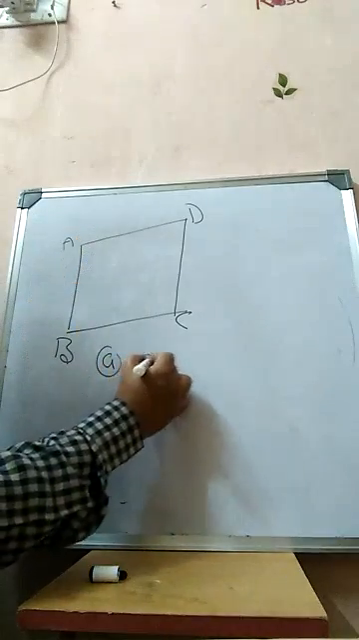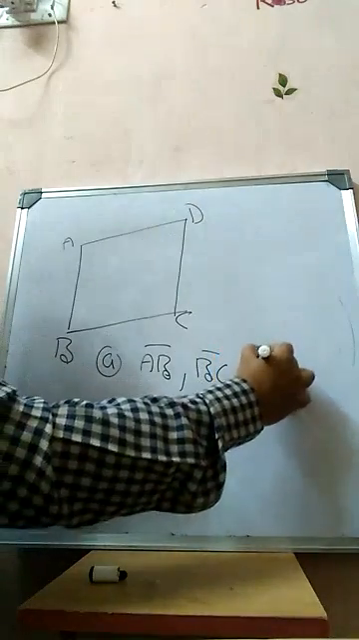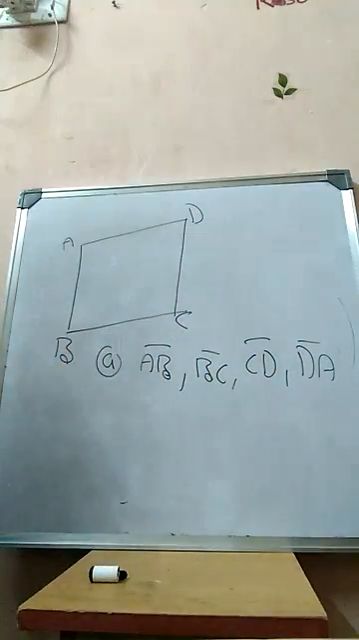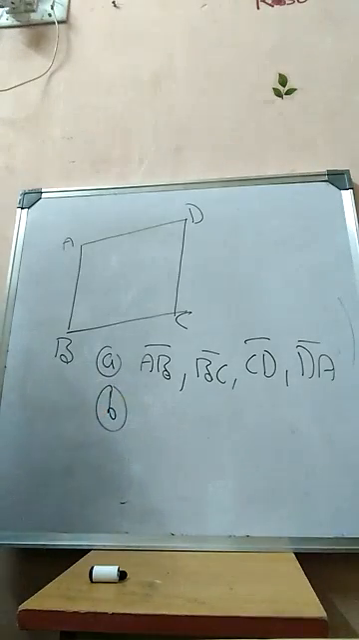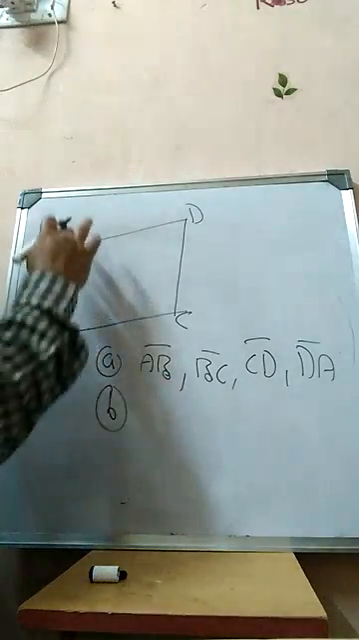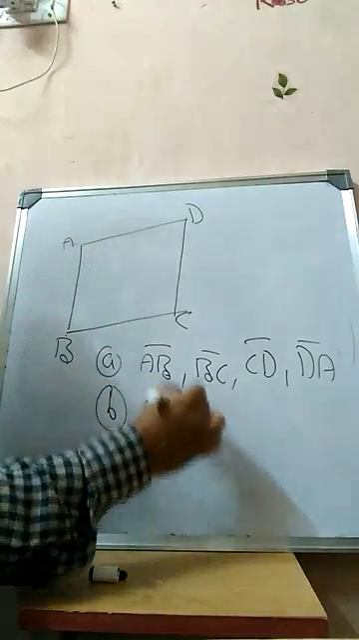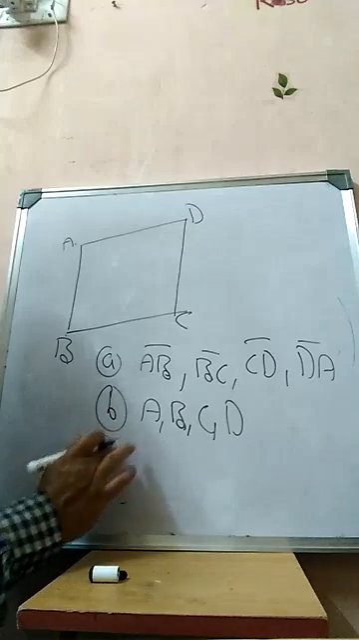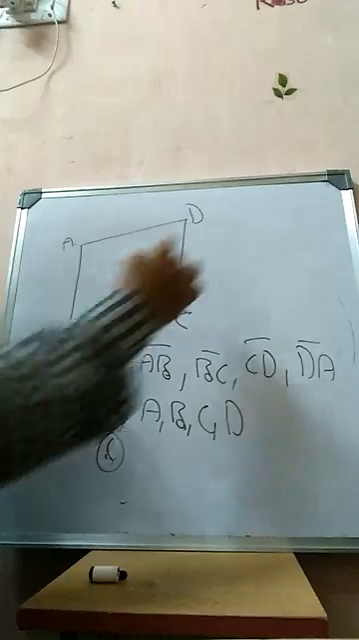AB, BC, CD, DA. So it has 4 sides. Those are AB, BC, CD and DA. The second question asked here is, name all its vertices. What are the vertices here? A, B, C and D.